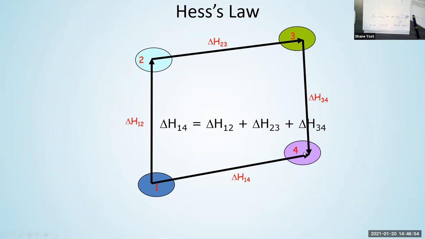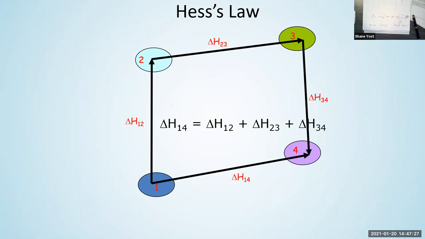That works because all Hess's law is saying is that it doesn't matter how I got from state 1 to 4, the enthalpy change is always the same. If I went from 1 to 4 directly, I would get this delta H14. But if I did it indirectly through these other chemical reactions, my total enthalpy change would be the sum of the enthalpy changes of all those chemical reactions. Those have to be the same because they both start and end at the same point. That's all Hess's law is getting at.